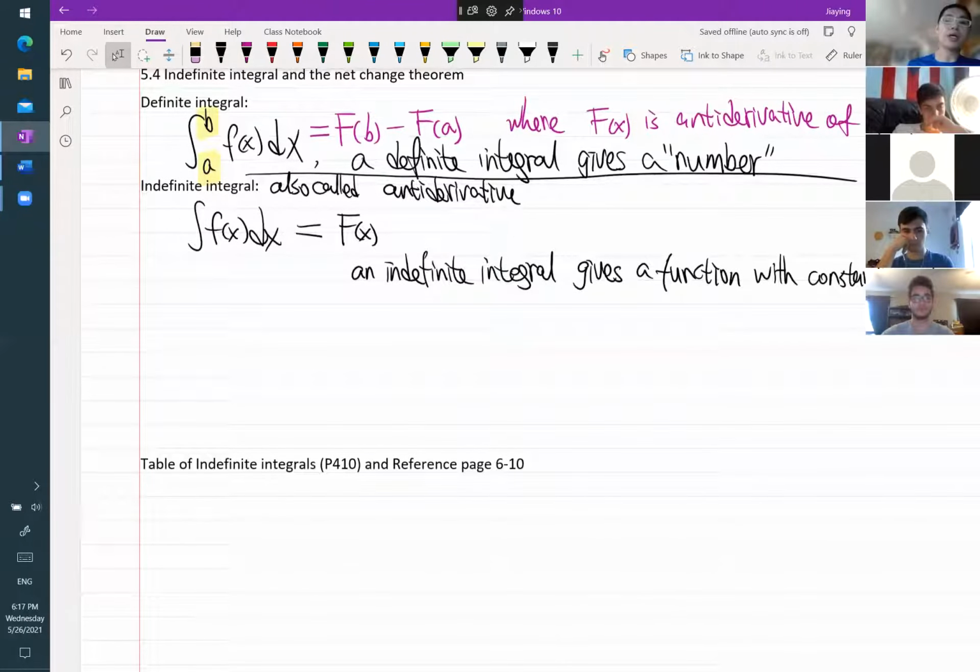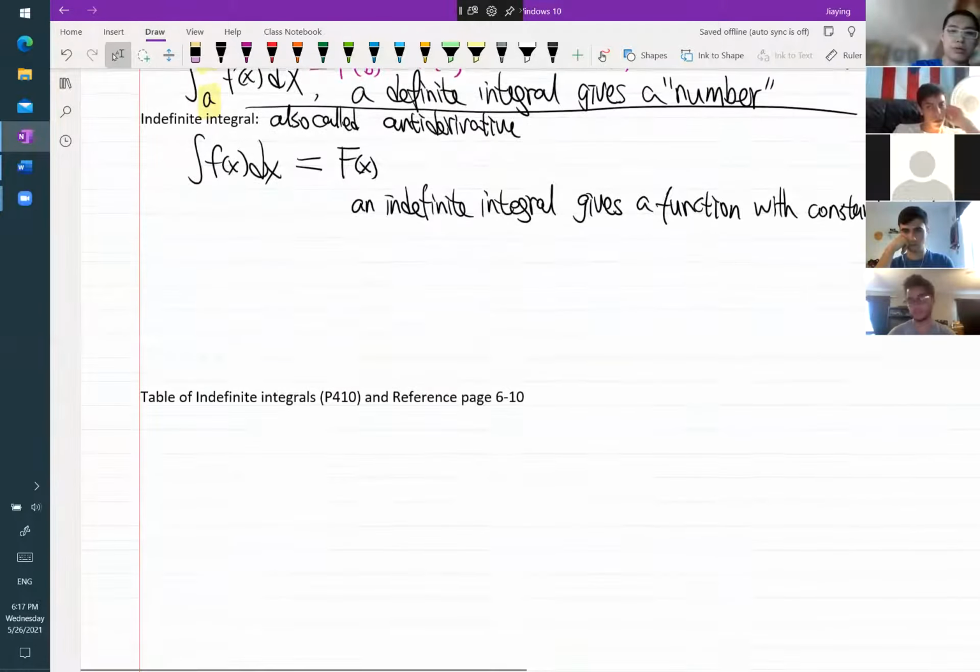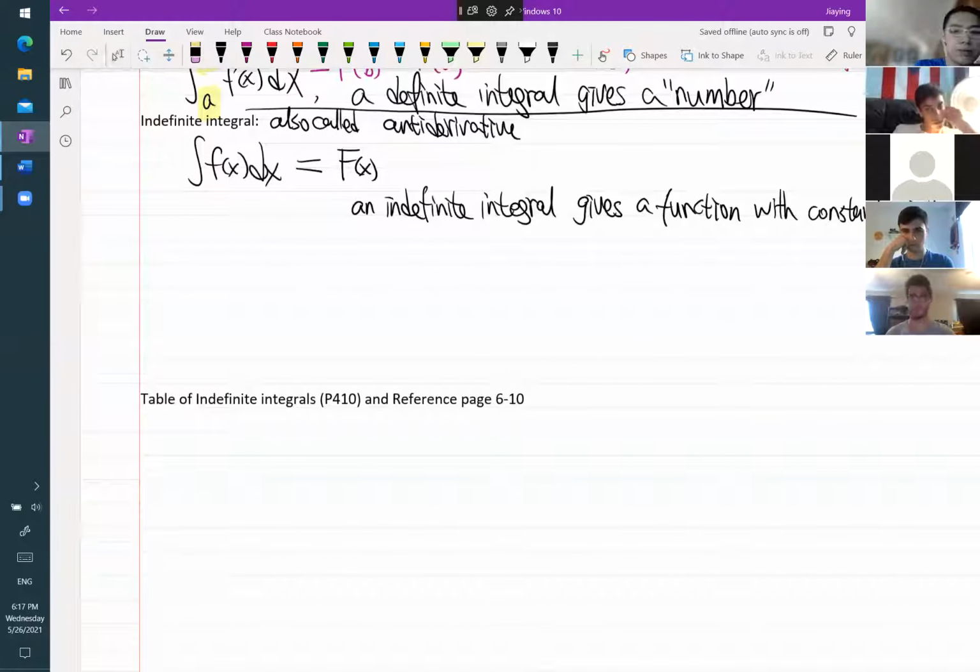And in the book, in section 5.4 on page 410, there's a table of common integrals that people use a lot in calculus. I'm just going to write down a few here. All right. So there were a few we already talked about before.